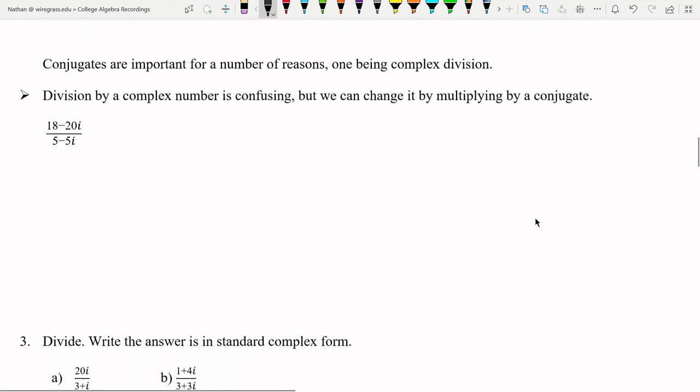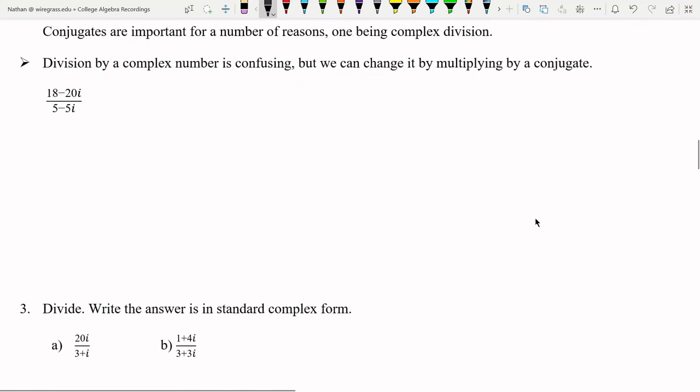Now, we use conjugate pairs in division of complex numbers because the division is a little confusing since we have an i underneath of it, and an i is a square root, and that's kind of a little bit confusing, especially when it's a square root of a negative number. But we can simplify this thing down by multiplying by its conjugate. So here we have 5 minus 5i. I'm going to multiply top and bottom by the conjugate 5 plus 5i.